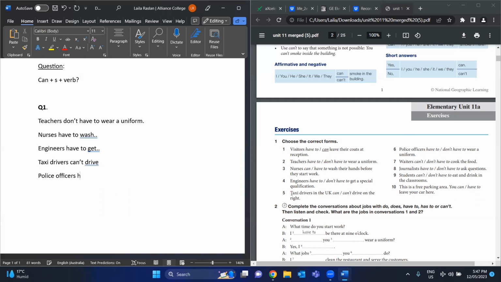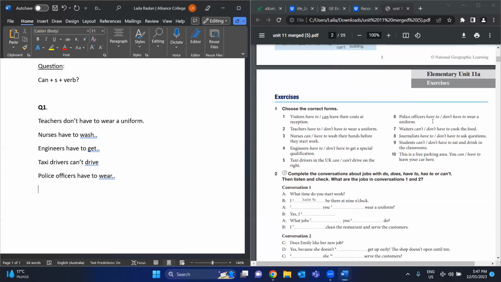Yeah, police officers have to wear. Yeah, they have to. There's no choice. It's a must. It's very important. 7, Anderson.